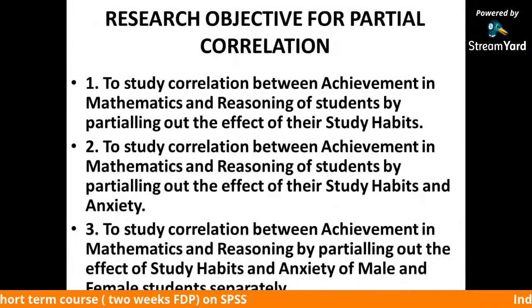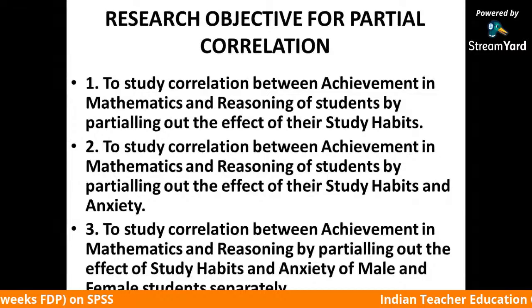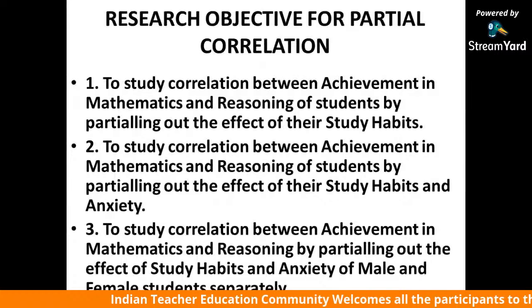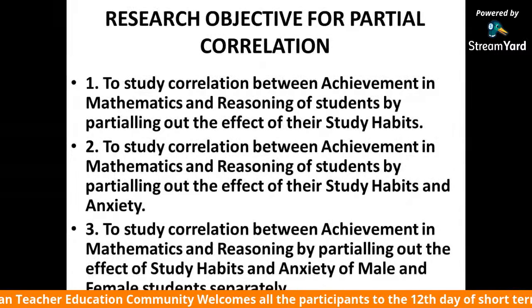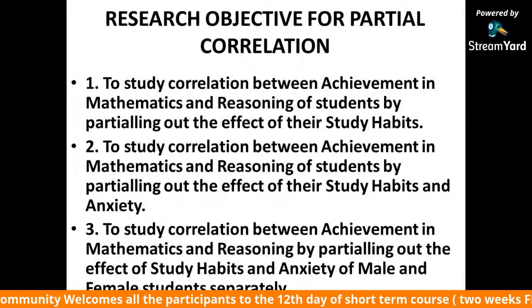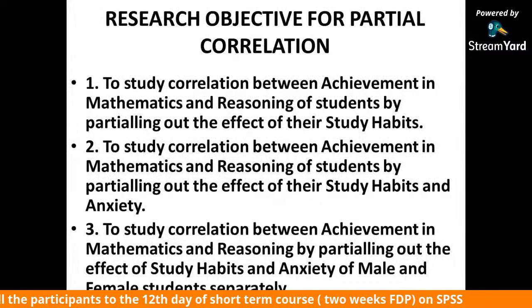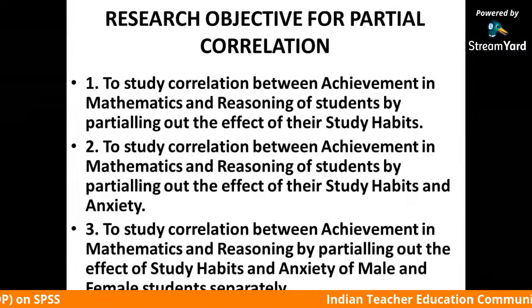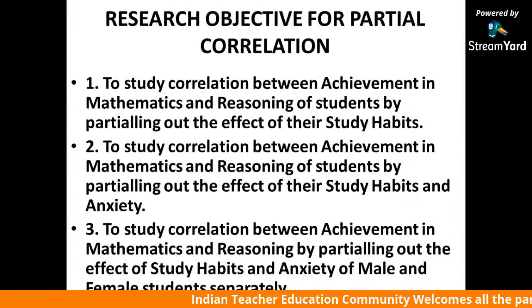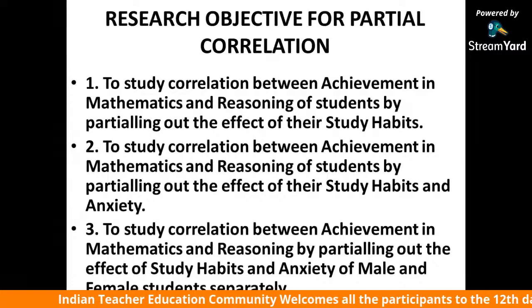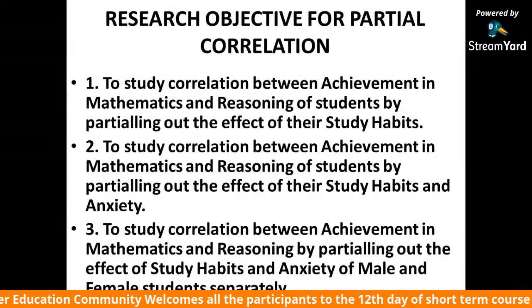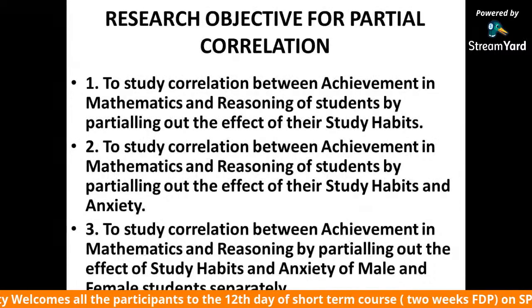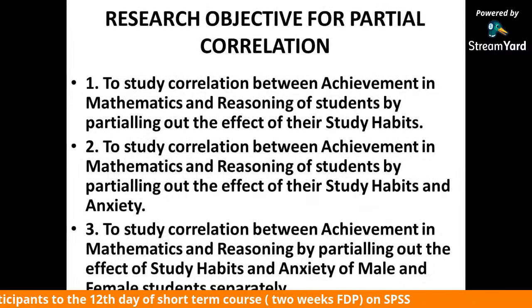Let's take another objective. To study the correlation between achievement in mathematics and reasoning by partialing out the effect of study habit and anxiety of male and female students separately. So if you want to do the analysis for male and female, it has to be done separately. So you will have one result for the males and another result for the females.